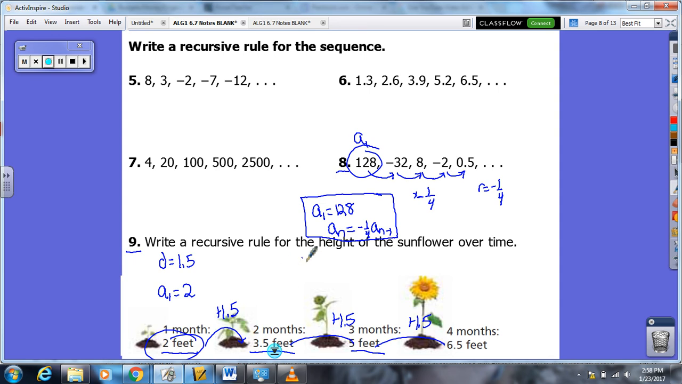So what we would do here is, of course, first state the first term, so a sub 1 equals 2, and then go through our recursive formula. You take a sub n equals a sub n minus 1, and then plus your common difference, so plus 1.5. So those are just extra practice of what we learned on the previous slide.